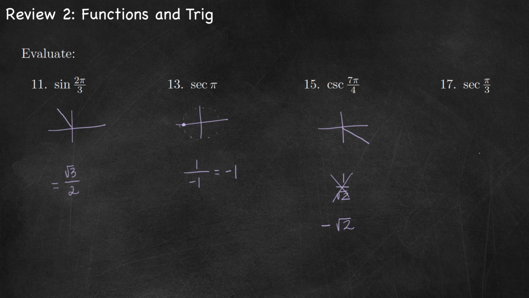Number 17, secant of pi over 3. So pi over 3, 60 degrees, that's quadrant 1. Secant is the reciprocal of cosine. The cosine of pi over 3 is 1/2. I want the reciprocal of that. So the reciprocal of 1/2 is 2, and in quadrant 1, cosine is positive, therefore its reciprocal is also positive.